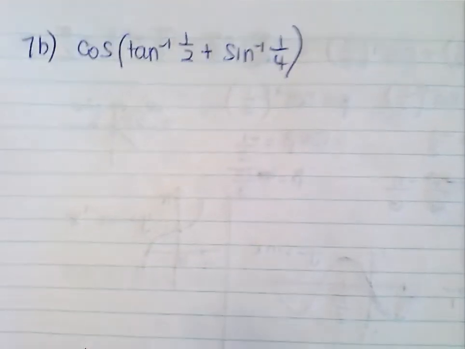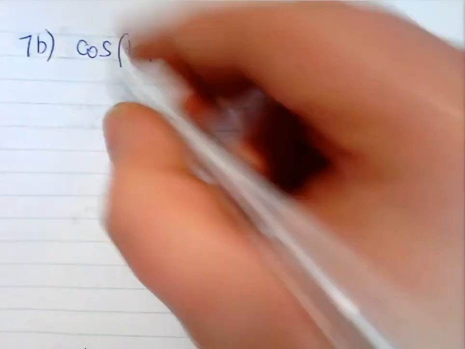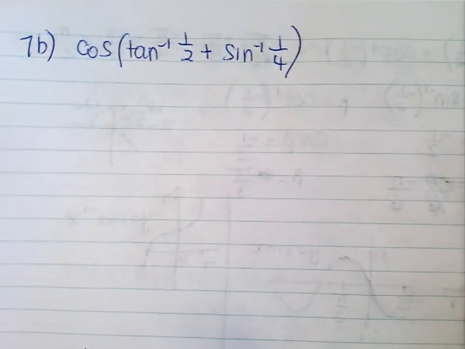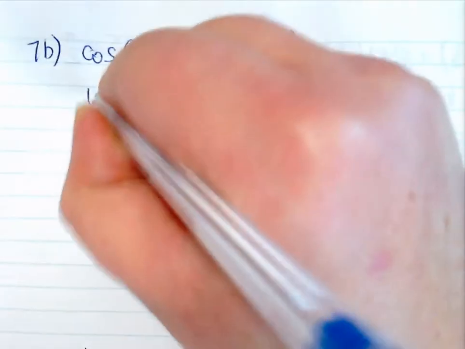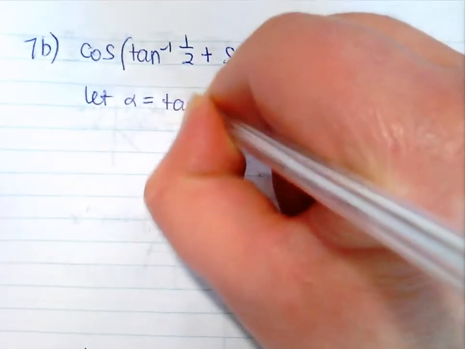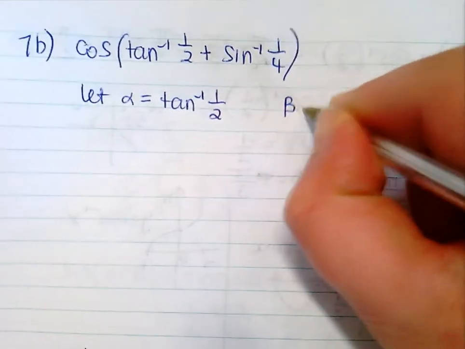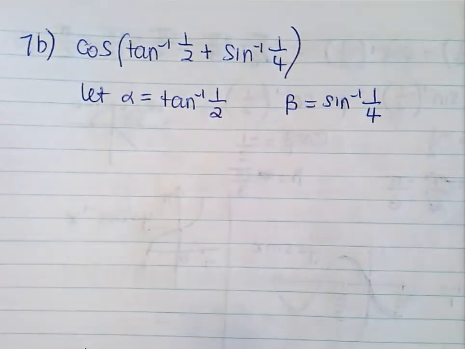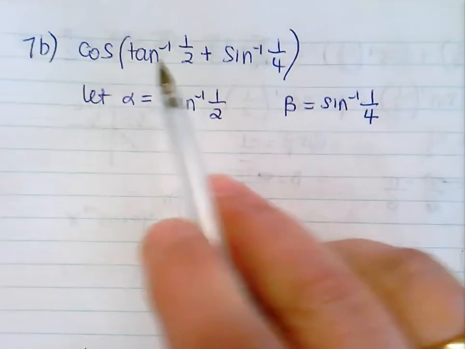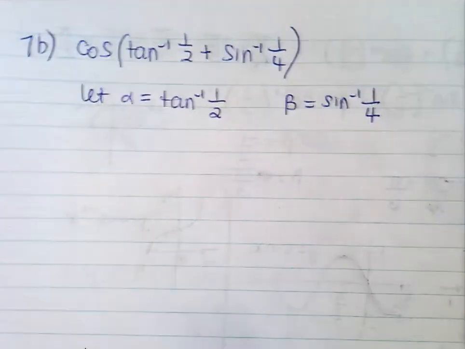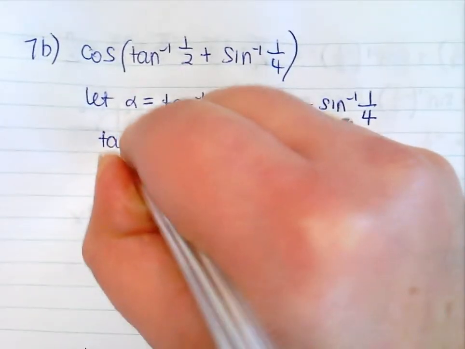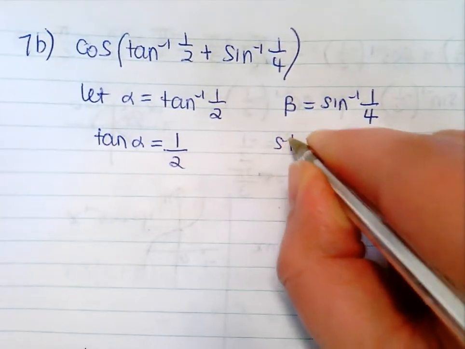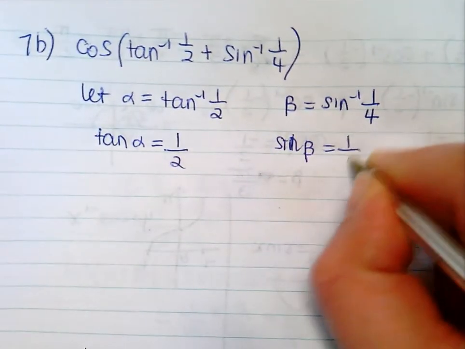Okay, but the way you would do it is what we're doing here. All right, so girls, let alpha equal inverse tan of 1/2. Let beta equal inverse sine of 1/4. Girls, let the first one be alpha, let the second one be beta. Tan of alpha is 1/2, and sine of beta is 1/4.